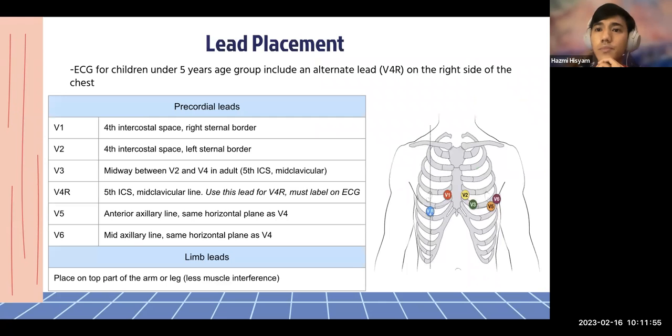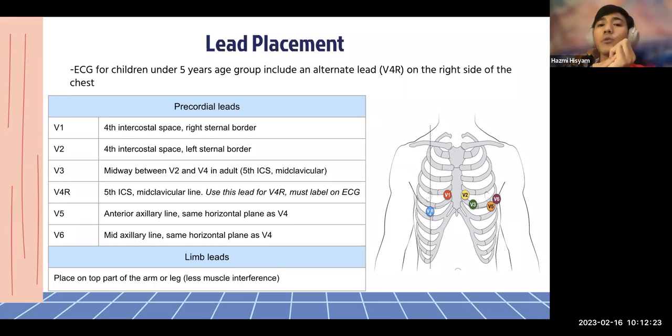Next. So these are the lead placements for ECG. For pediatrics, there is a unique lead, which is V4R. So V4R, we place it on the same side as before, but it's on the right side of the chest. We do this because in children, sometimes the right ventricle might extend beyond the right sternum.